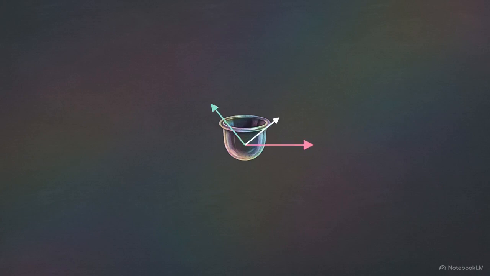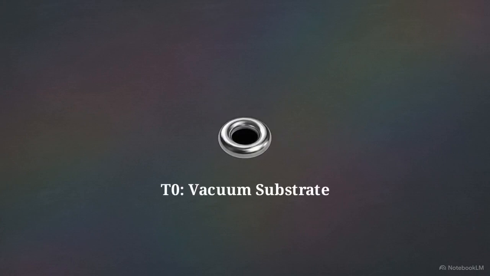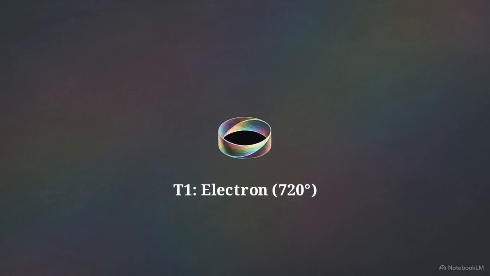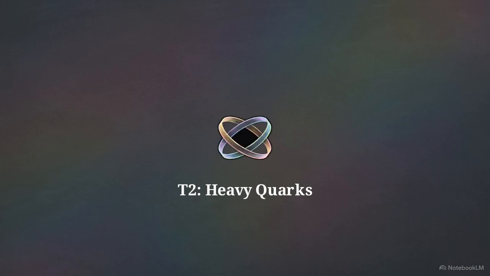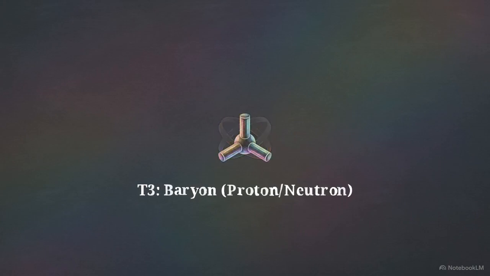This diagram shows the baseline state, an undeflected loop, a plane torus called T0. This represents the pure vacuum substrate. The first spatial deflection forces the string to twist, forming a Mobius strip. Pushing the string further causes the path to split into an oval geometry. This second spatial deflection, T2, creates the necessary structure for heavy quarks.